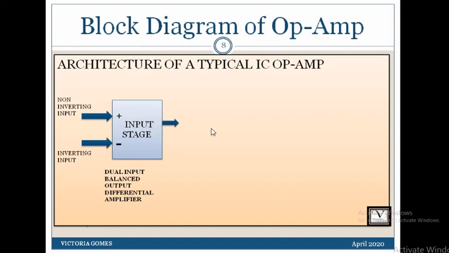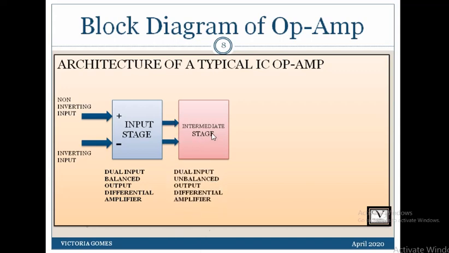After that, we get the intermediate stage. It is also another differential amplifier with 2 inputs and a single-ended unbalanced output. The number of intermediate stages may be varied according to the requirement and keeping in conformity with the operating conditions of the amplifier. Moving on to the next stage.